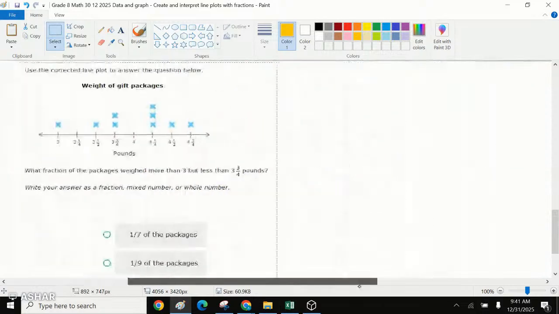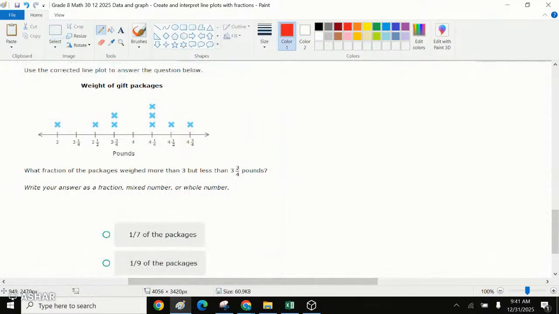Question number 3 over here says, from the test, the remaining questions which would be left, you need to complete on your own. Okay, please do that. These are the weights given in pounds of the packages. What fraction of the packages weigh more than this but less than this? It should be more than 3 but less than this, right?